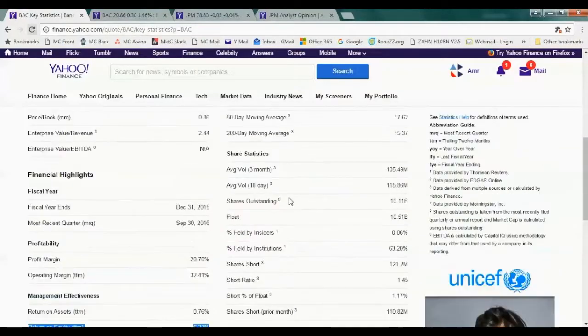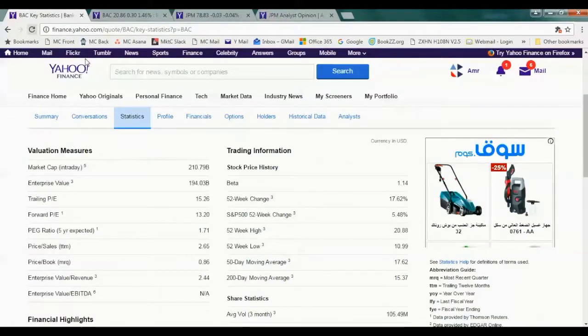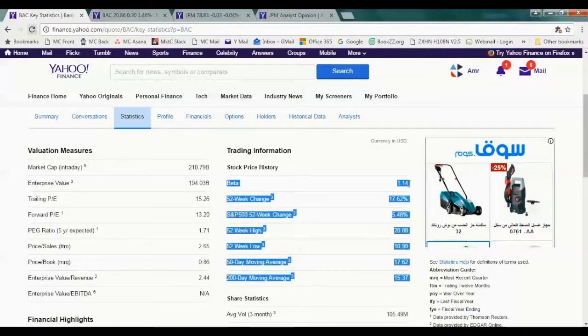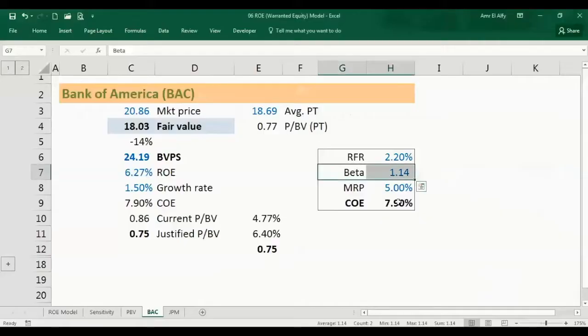So how did you come up with the beta? Again, you go back to Yahoo Finance, under the statistics, and you look at the beta. The beta here is 1.14. This is a bit riskier than the market. You just fill in the formula, then you can calculate the cost of equity.